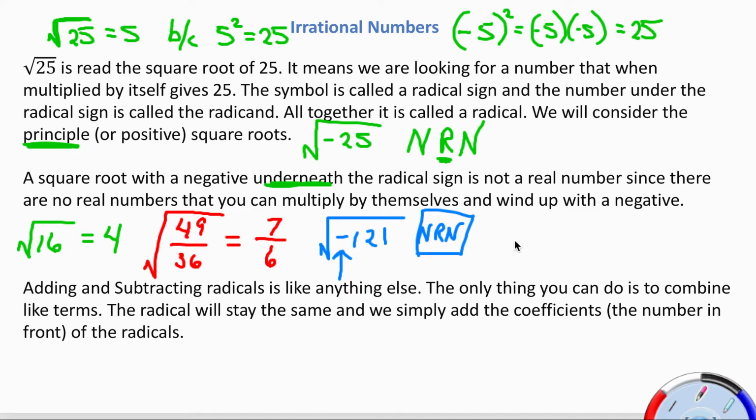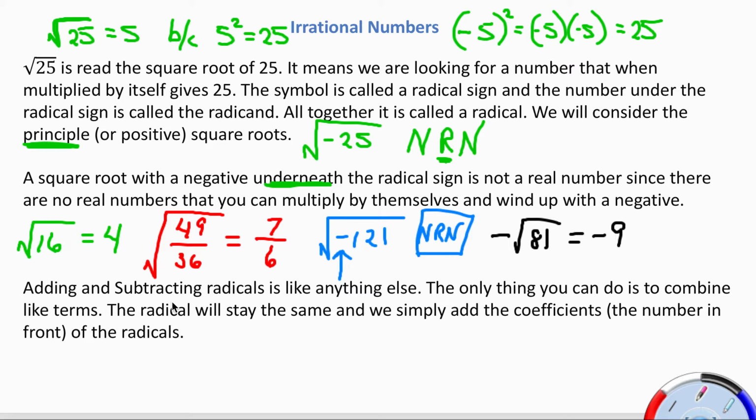But be aware, it's okay for it to be outside the radical, like this, right? This just means I want the negative of the square root of 81, which is what? Right, 9, because 9 times 9 is 81. So if it's outside the radical, the negative is just going to stay there. It's going to be negative. If it's under the radical, not a real number.